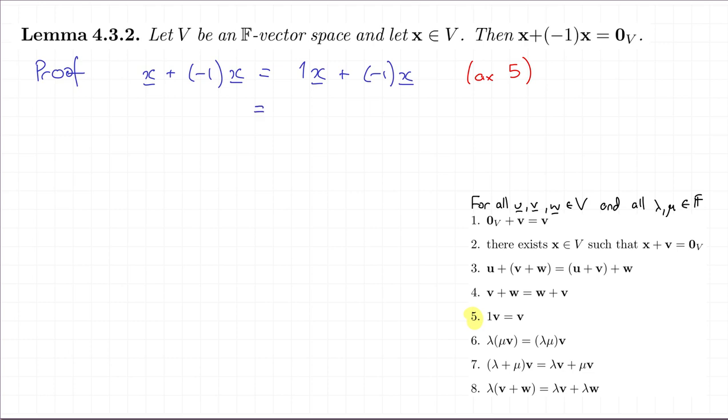Okay, then I can use axiom 7 to say this is (1 plus minus 1) times x. Okay, 1 plus minus 1 is 0. And you know that multiplying by the 0 scalar gives you the 0 vector by the previous lemma. Okay, we are done. We've shown that x plus minus 1 times x is the 0 vector. And so you can find the additive inverse just by multiplying by minus 1 in any vector space you like.